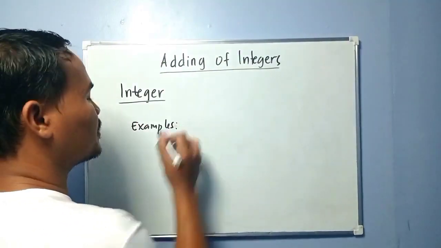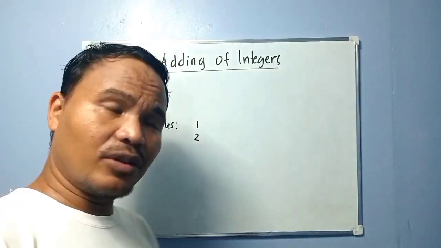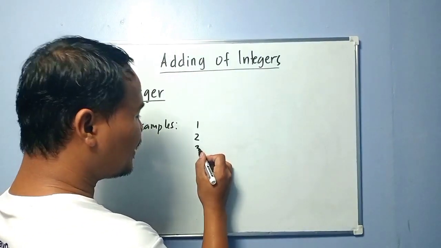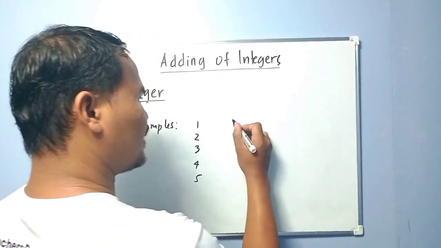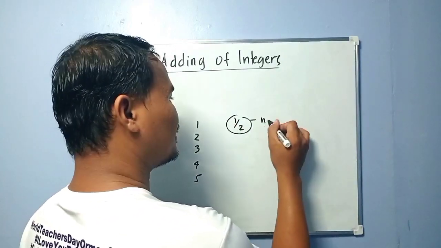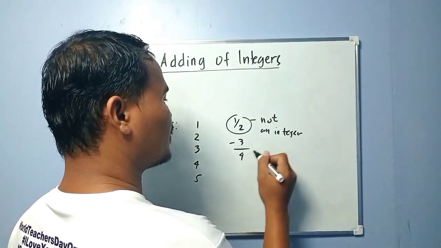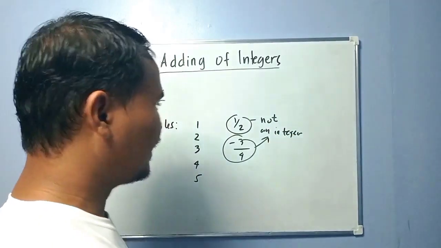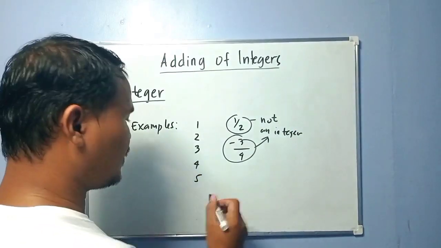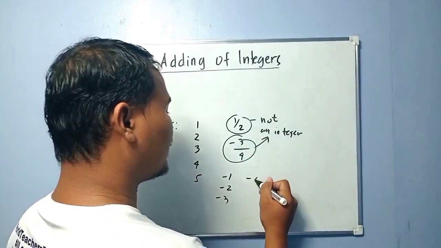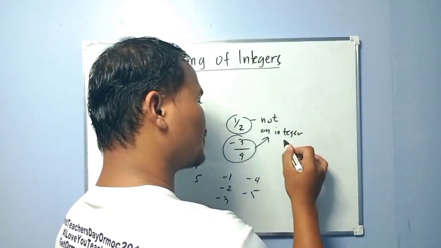These are examples of integer. 1 is an example of integer. 2 is also an example of integer. Then 3, 4, 5. These are examples of integers. Is 1/2 an integer? No, 1/2 is not an integer. -3/4 is also not an integer. These examples are fractions. Other examples of integers are -1, -2, -3, -4, -5. Is the square root of 2 an integer? This is also not an integer.